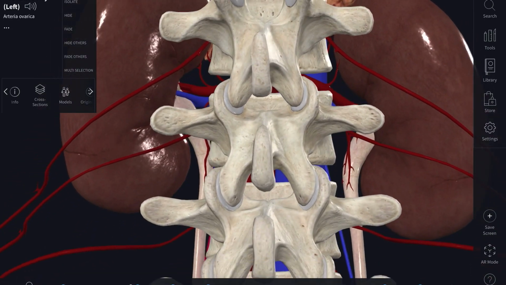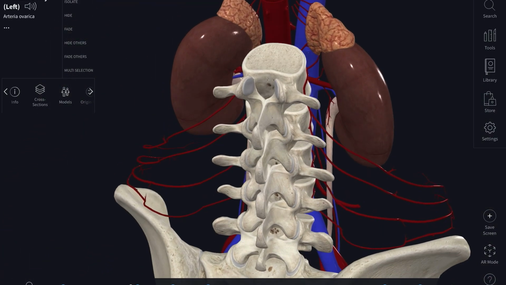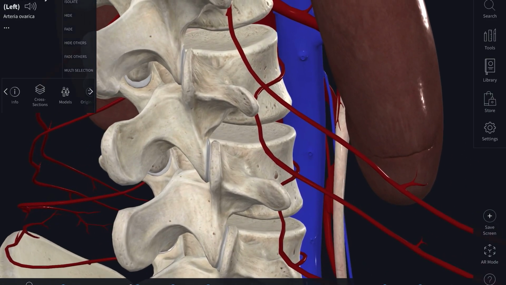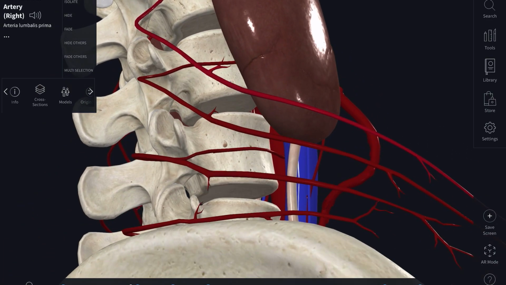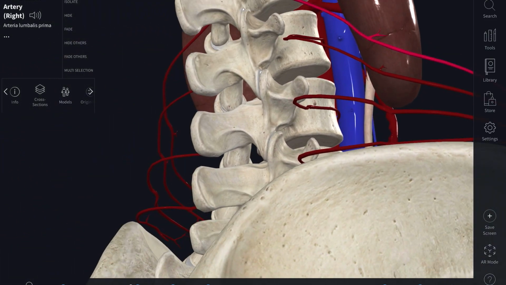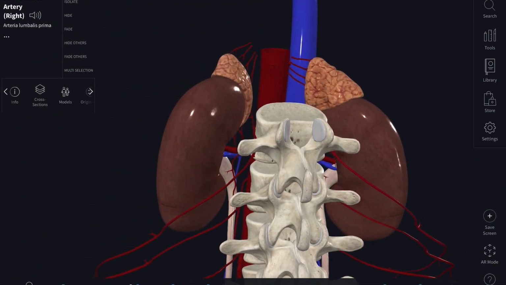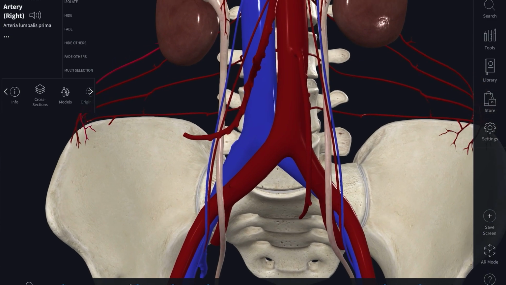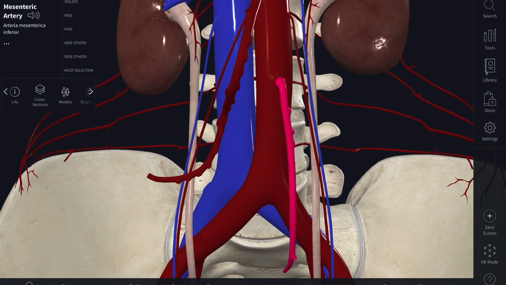Looking posterior wise, you can see all these vessels coming out. So these are your lumbar arteries, and there are veins that couple with them as well. I just don't have them on here. As we continue moving down the aorta and the inferior vena cava, we see the inferior mesenteric artery.